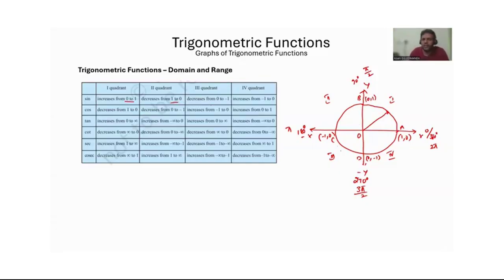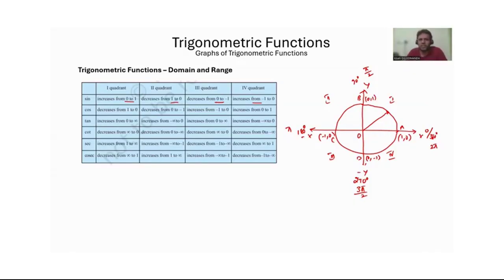Right, guys? And then what happens in the third quadrant? The y coordinate is decreasing from 0 to -1, negative value. -1 is less than 0, guys. And then what happens here? -1 to 0. So in the first and second quadrant, sine is a positive value, which is between 1 and 0. And in the third and fourth quadrant, it is between 0 and -1.